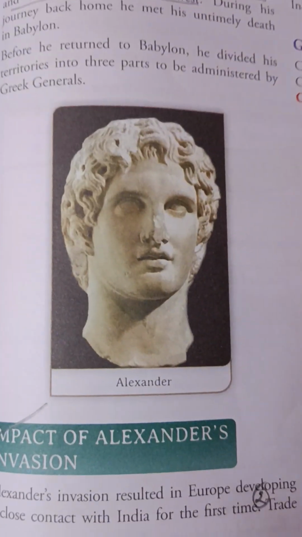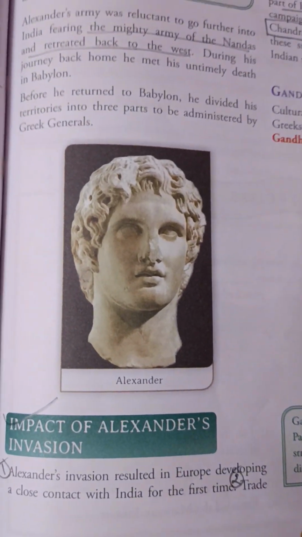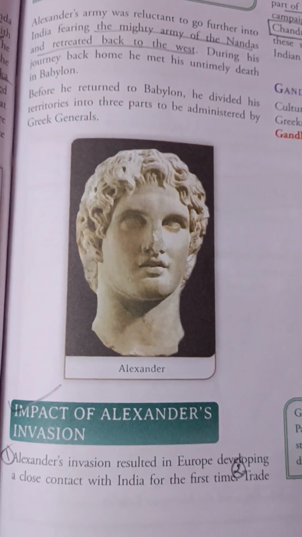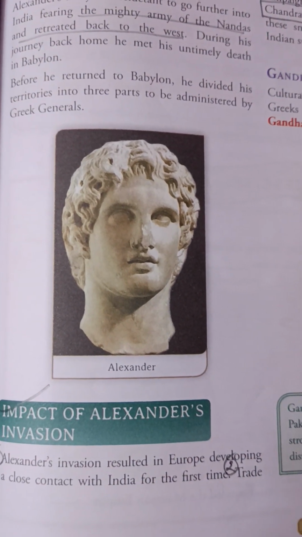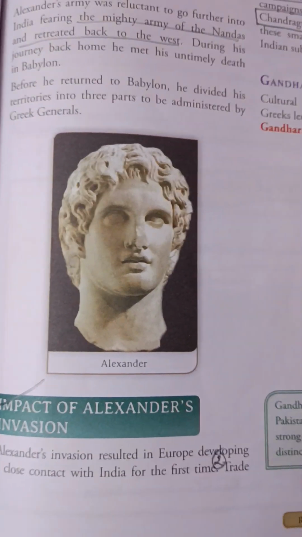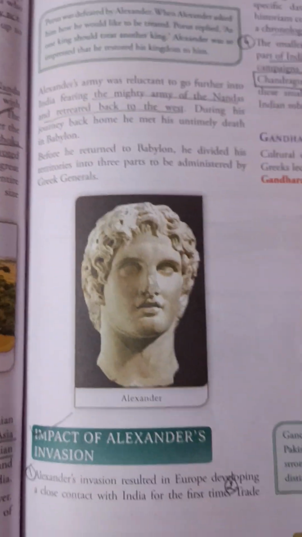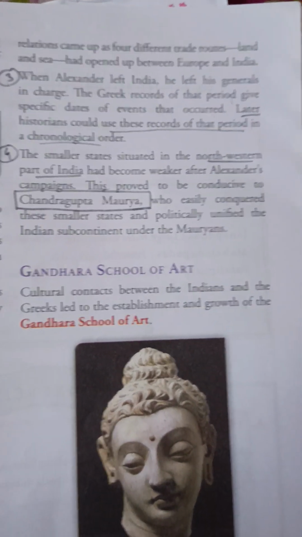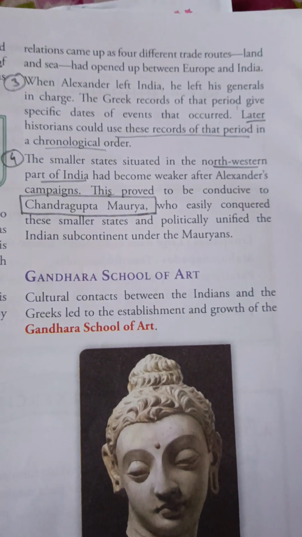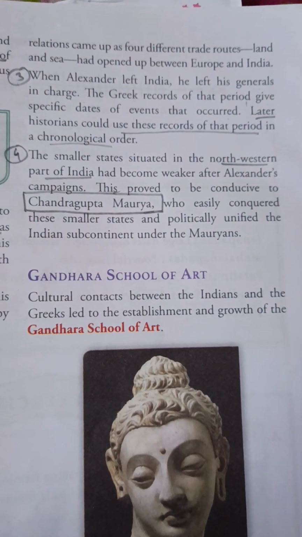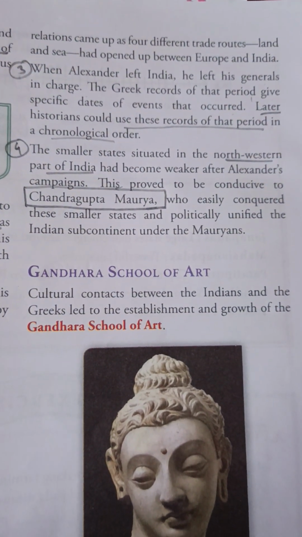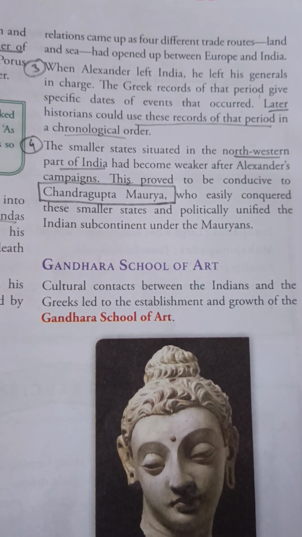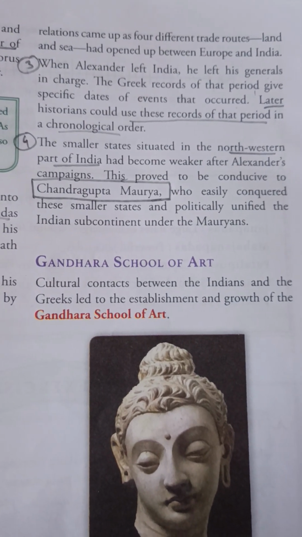So next we will learn about the impact of Alexander's invasion in India. The points I have marked in the book, you also mark in this way. The first point, Alexander's invasion resulted in Europe developing a closer contact with India for the first time. Next, trade relations came up as 4 different trade routes, land and sea, also opened up between Europe and India. The third point is when Alexander left India, he left his generals in charge, and later historians could use these records of the period in chronological order.